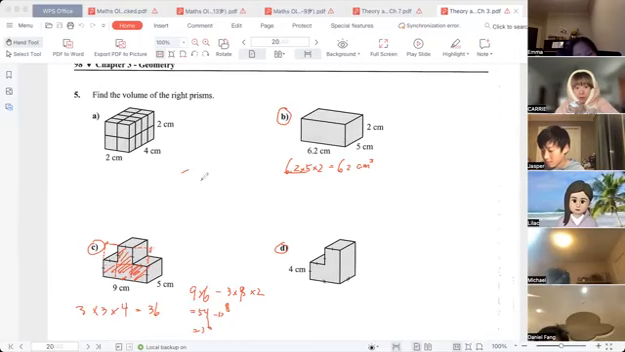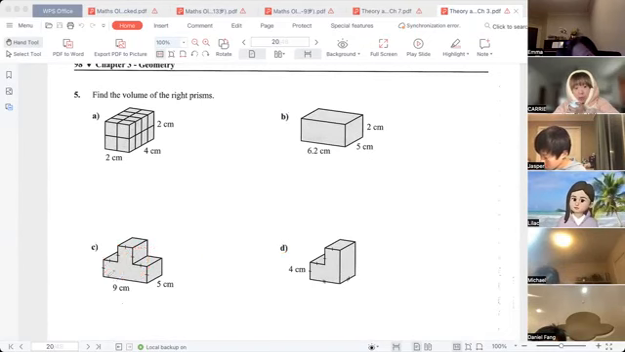Okay, so the answer is 36 times 3 equals... oh, sorry. Yeah, times 5. My eyes are already blurry. This is 5. So equals 180 centimeter cube.